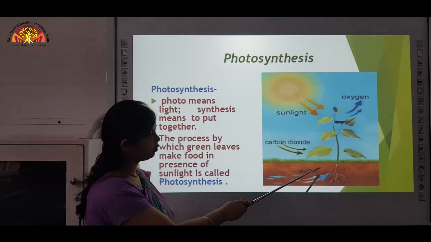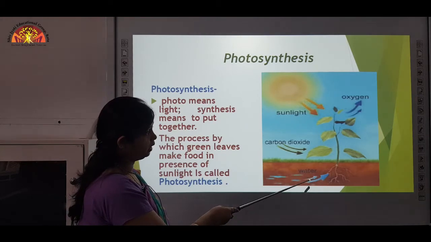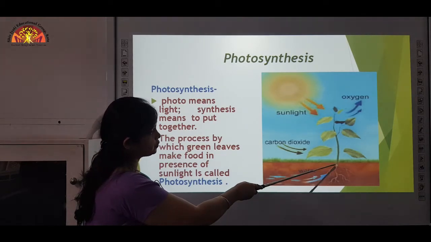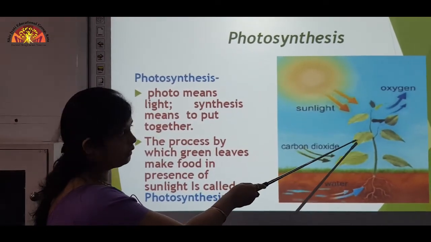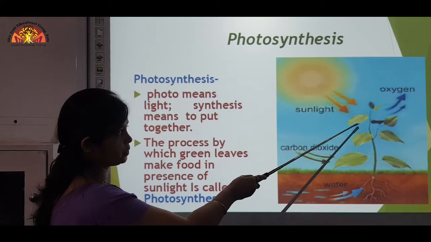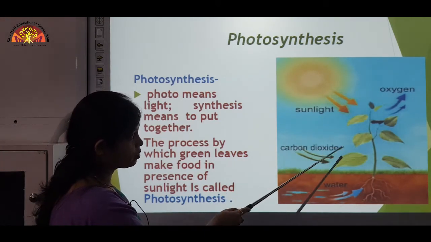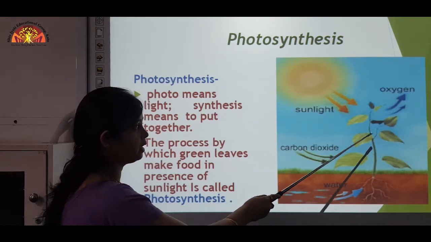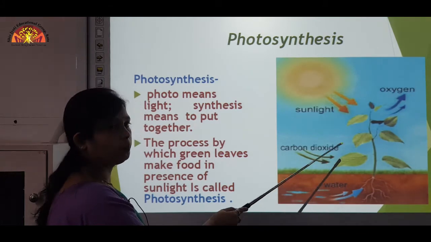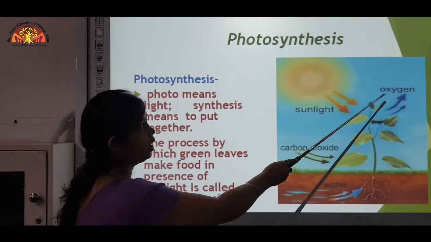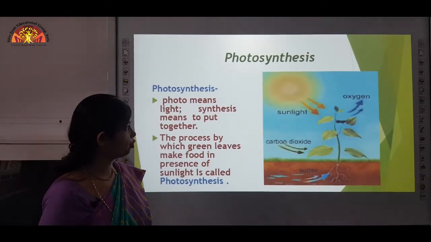You can see the diagram over here. Water is present in the soil, so roots take up this water. Now this water is carried to the leaves through the stem. Here sunlight is falling on the leaves and leaves contain the green colored substance chlorophyll, which absorbs the sunlight, and leaves take carbon dioxide from the surrounding atmosphere. Then they use this carbon dioxide and water to prepare food, and in this complete process oxygen is given out. So this is the complete process of photosynthesis.